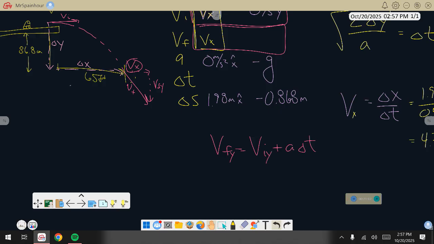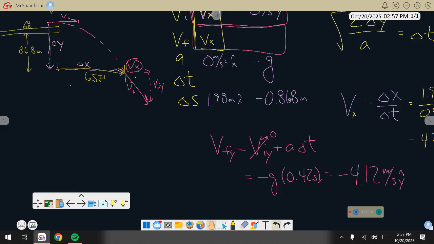Don't plug in numbers unless there's a zero. Is there a zero? What's the zero? Velocity initial in the y is 0. Acceleration is negative g. Time was, what did you say, 0.42? So you should end up with, if I remember correctly from last hour, negative 4.12 meters per second y hat.